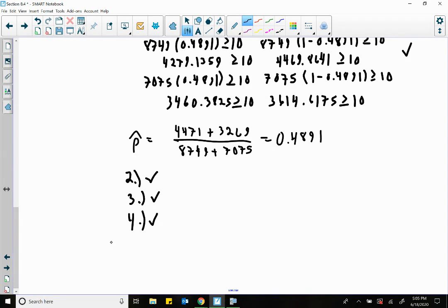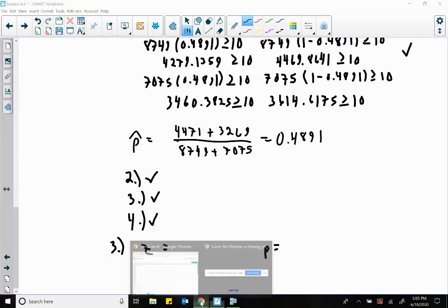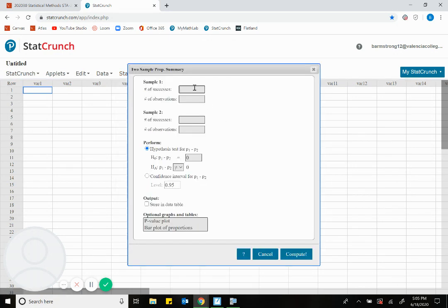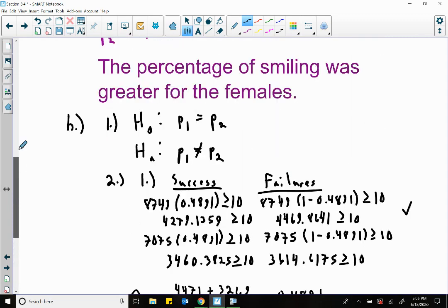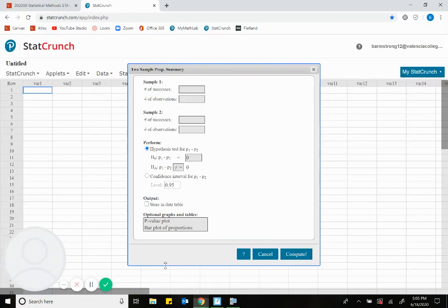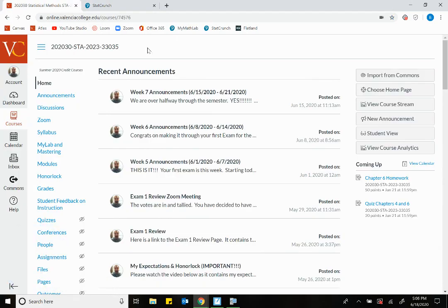So now we're going to jump to step 3, which is the computing. We want to find the z-score and the p-value. So let's do StatCrunch and show you where that's at. In StatCrunch, you go to Stat, Proportion Stats, Two Sample, With Summary. So the number of successes for women was, I've already forgotten, 4,471. All over the total number of observations.